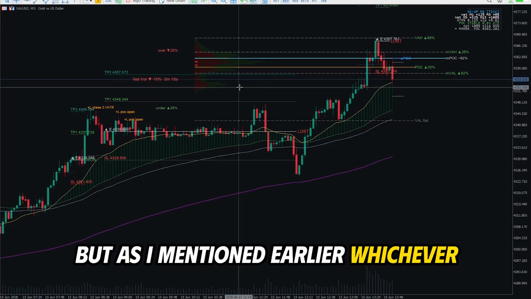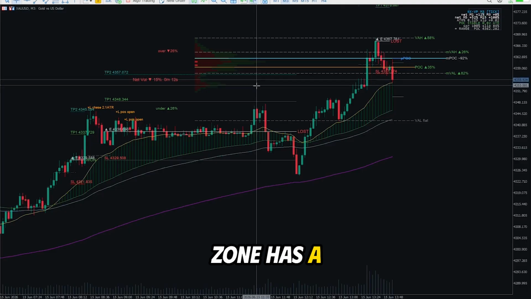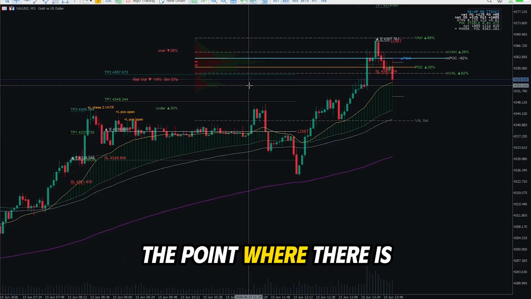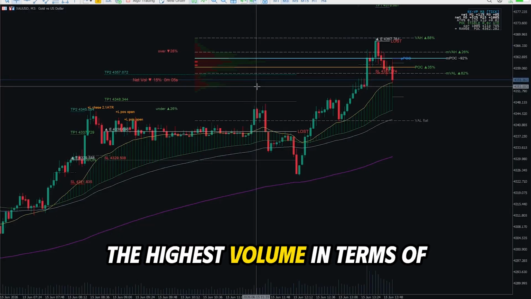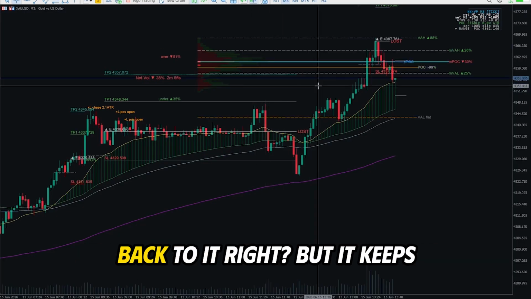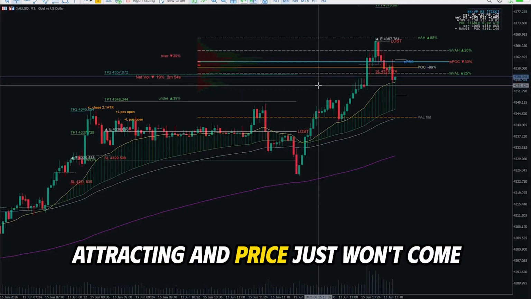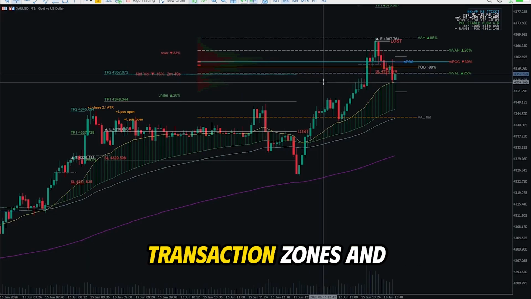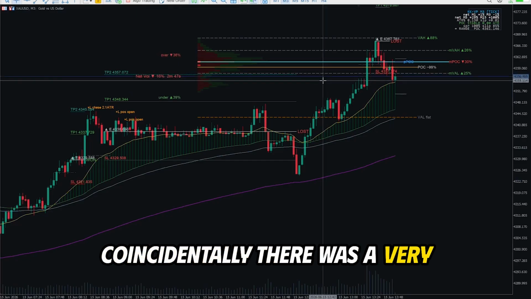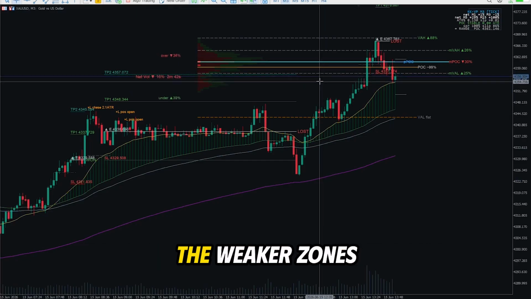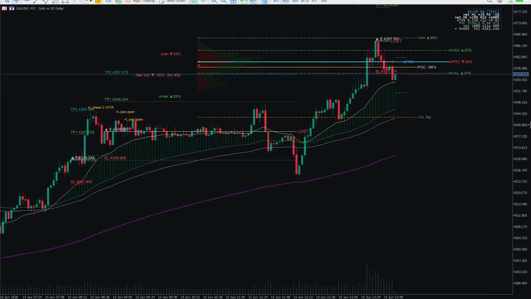But as I mentioned earlier, whichever zone is the so-called high volume node, meaning the point where there is the highest volume in terms of transactions, tick volume, a fairly high count, that will attract price back to it, right? But it has already consumed all the real transaction zones, and coincidentally, it just keeps sweeping price through the weaker zones.